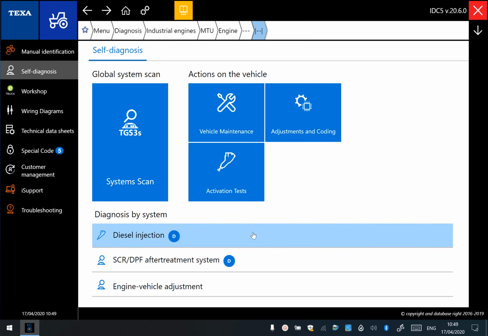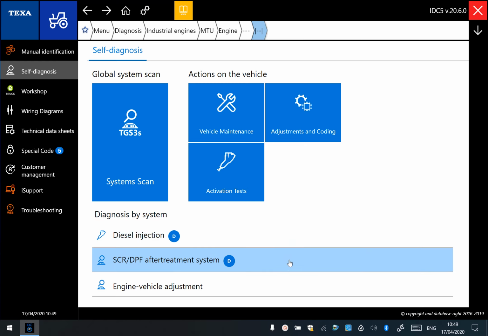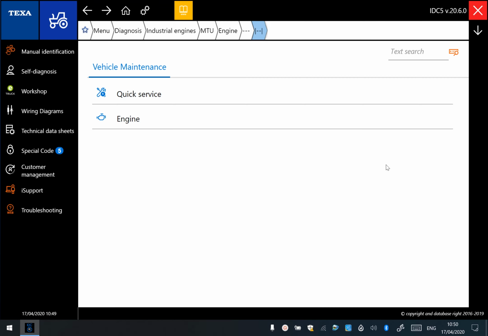But you can see below we've got diagnosis by system, so we've got diesel injection and the SCR DPF AdBlue after-treatment system. What we've also got here are the abilities of the system, so the actions that we can perform on the vehicle. Texa has split down vehicle maintenance, basic service resets and things like that, to activations, which are tests that you can perform to make sure components are working correctly, and then adjustments and coding, where you can actually change or calibrate, more involved procedures.